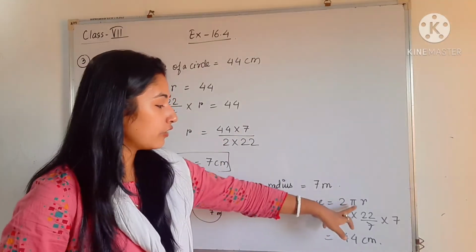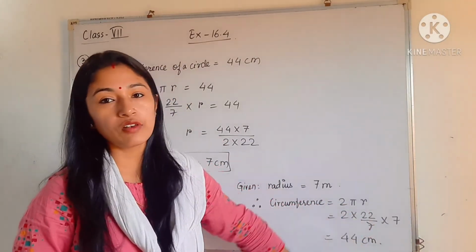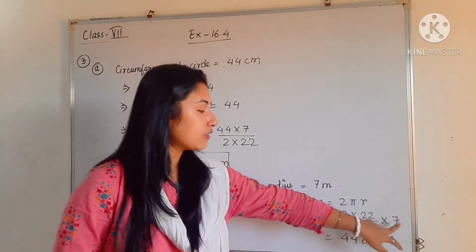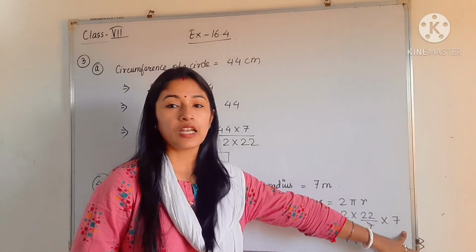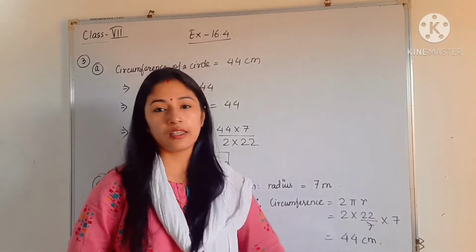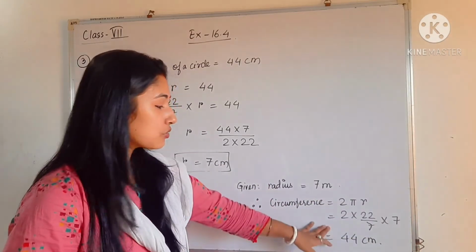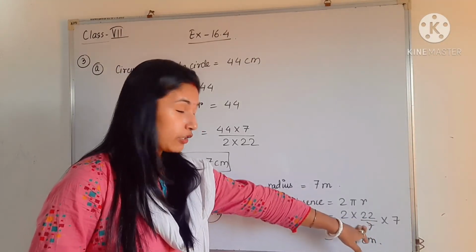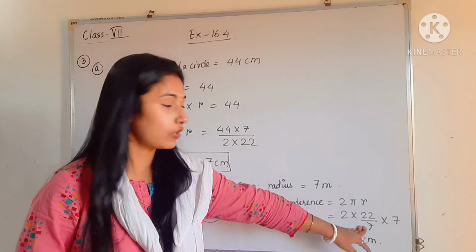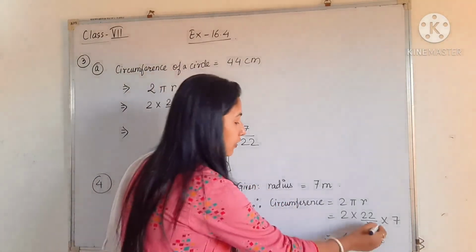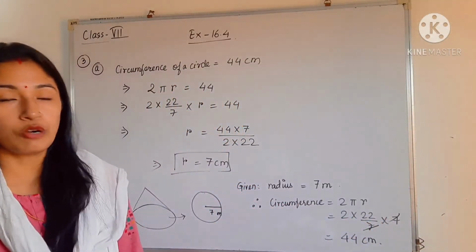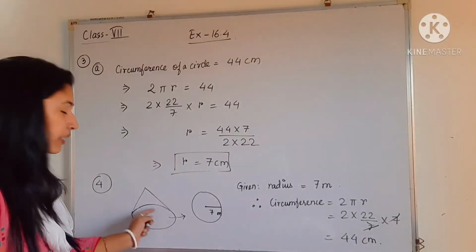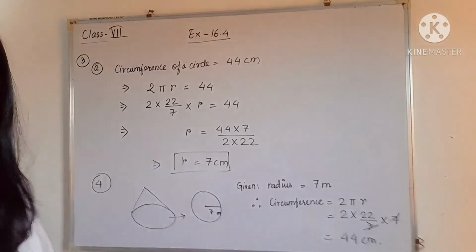Because see here, if I put 3.14, then also I will get the answer. But if I put 22 by 7, then this 7 and the radius, that is 7, will get cancelled out, and we can easily find the answer. Okay, so that's why I have taken the value of pi to be 22 by 7. Okay, so after cancelling, we will get 2 into 22, that will be 44. So 44 centimeter is the circumference of this base of the circle.